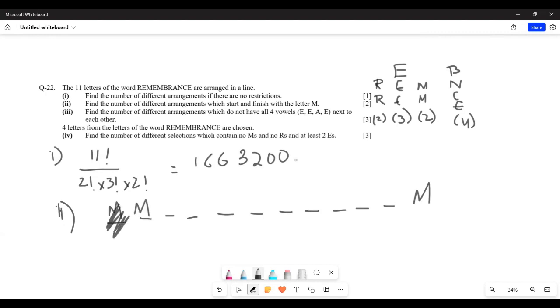So M is here. Okay, now it's correct. So the first one has to be an M. The second one has to be an M. So now take away the M. So we have 9 letters in between. So that's going to be 9 factorial, but divided by the number of repetitions.